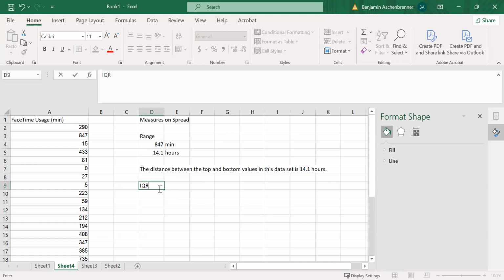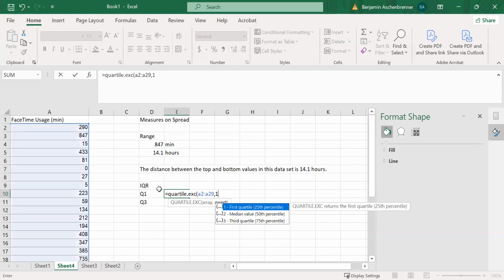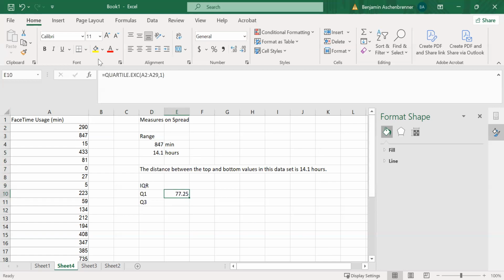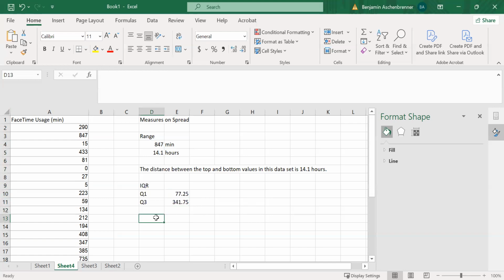Let's look at the interquartile range. For that one, we need quartile 1 and quartile 3. I'll go ahead and use the QUARTILE.EXC definition, A2 to A29, comma 1. And then I'll just copy this. I actually need almost the exact same thing, and I'll put in a 3 there. Okay. So interquartile range is just Q3 minus Q1.